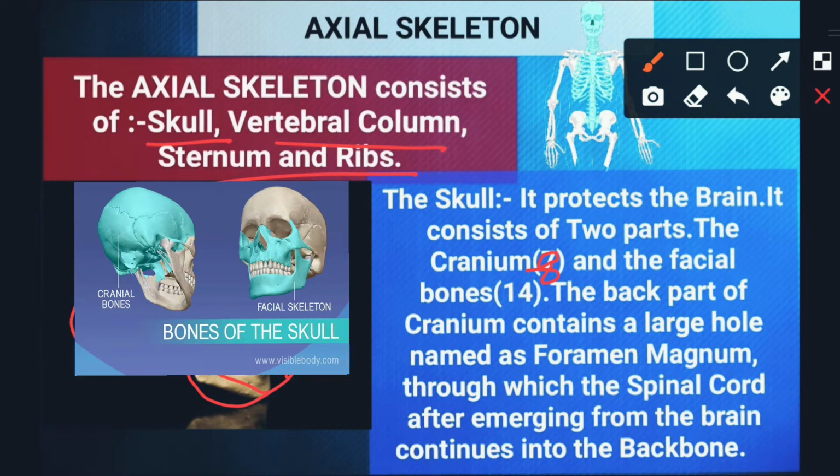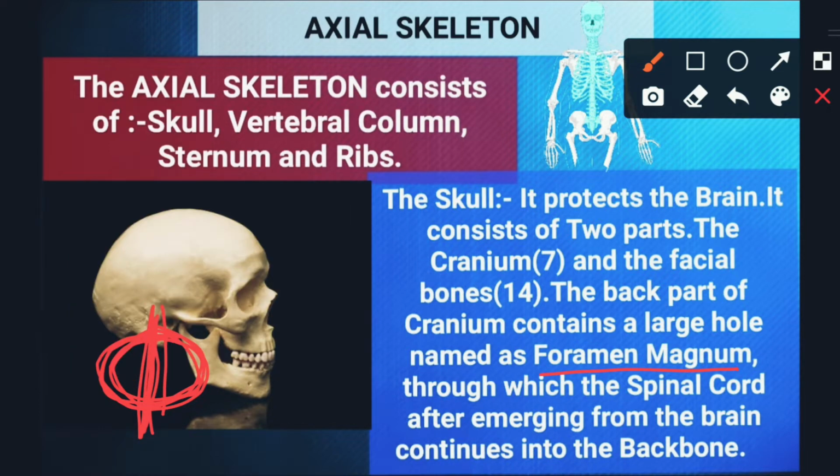There is a part of the cranium. Now you see here, there's a hole, a large hole behind your skull. This hole is named the foramen magnum, through which the spinal cord emerges and continues into the backbone, in the neural canal. So from here the neural canal flows into your backbone.